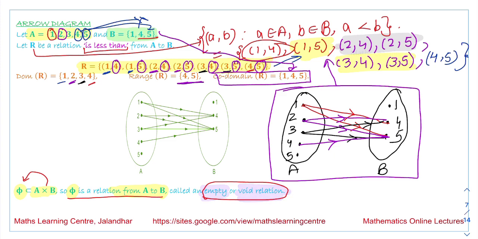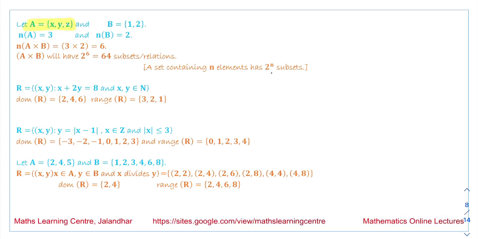Next, let A be the set x, y and z, and B equal to 1, 2. Now the number of elements in A is equal to 3, and the number of elements in B is equal to 2. We have to find how many subsets or how many relations can be formed from A to B. So the number of elements in A cross B is equal to 6. So it will have 2 raised to the power 6, that is equal to 64 subsets or relations.